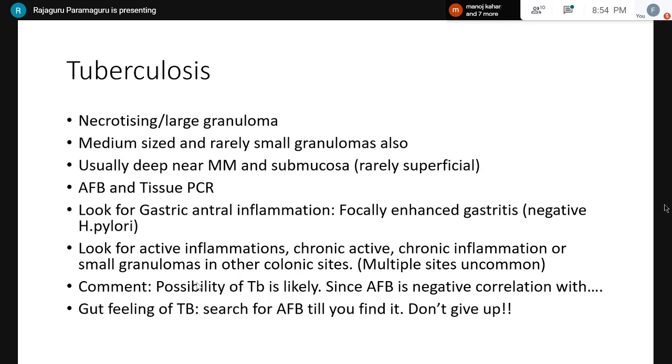So when these sites are examined and you find granulomas at these sites, it is so easy to make a diagnosis of Crohn's disease rather than scratching the head whether it's Crohn's or TB. So that will be very helpful. So if your clinicians are not doing that, you can just ask them to do segmental colonic biopsies when they suspect Crohn's disease or when they have a difficulty differentiating Crohn's and tuberculosis.